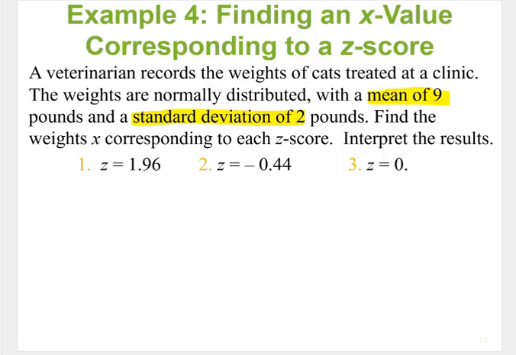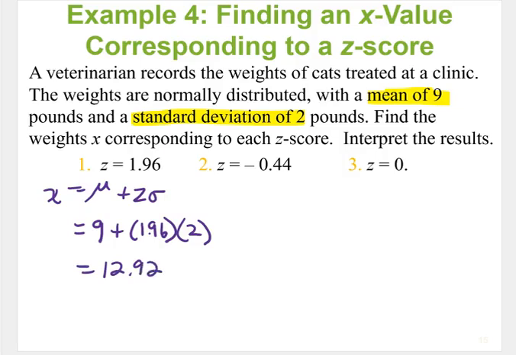So again, I'm going to start with that formula. X equals mu plus z sigma. Or you can start with the other one. It's entirely up to you. I just like this one because we're looking for the x and it has already solved it for x. So it just makes sense. So I just got to plug in my mean, which is 9, plus my z-score, which is 1.96, and then multiply that by my sigma, which is 2. So I would just toss that all in my calculator, and it would tell me that my X value is 12.92 pounds. So the cat that has a z-score of 1.96 will actually weigh 12.92 pounds.